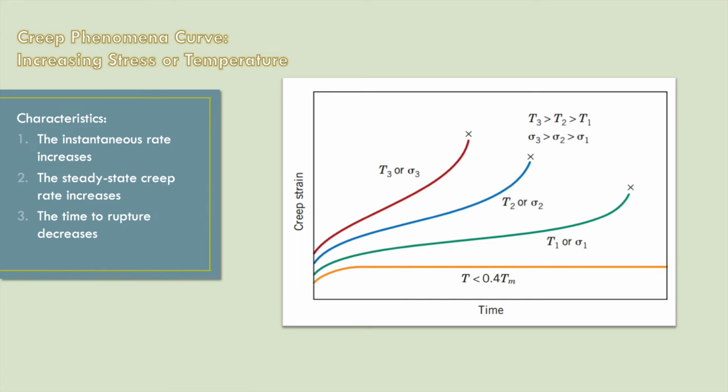According to the graph, when the stress or temperature applied is increased, the characteristics displayed by the subject include: 1. The instantaneous strain at the time of stress application increases, 2. The steady-state creep rate increases, and 3. The time to rupture decreases.